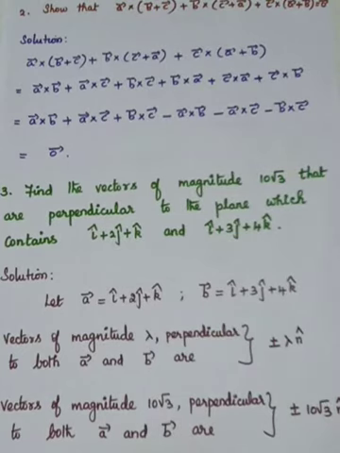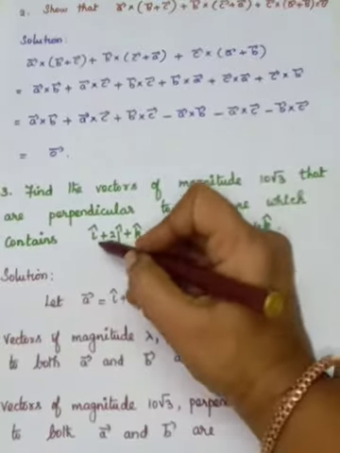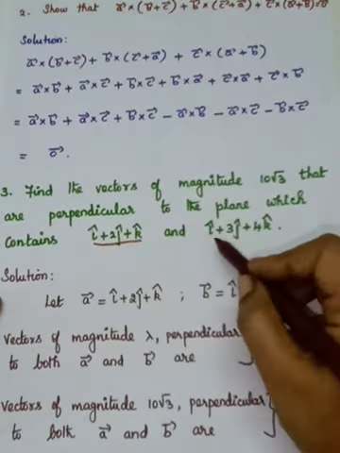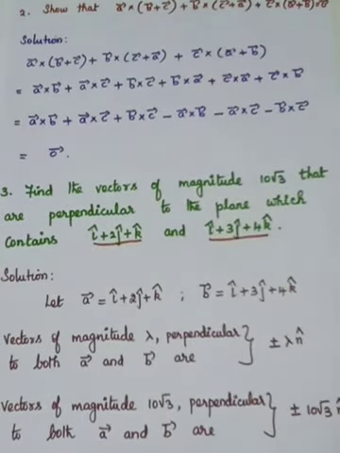So first you have to take this vector as a vector and this vector as b vector. So now you are having a vector and b vector. What are you going to find? Find the vectors of magnitude 10 root 3. So we are going to find vectors whose magnitude is 10 root 3. The magnitude is given. And the vectors are perpendicular to the plane containing these two vectors.